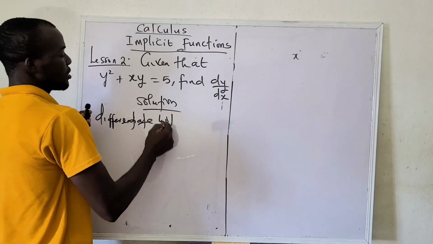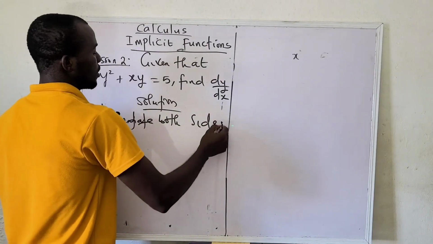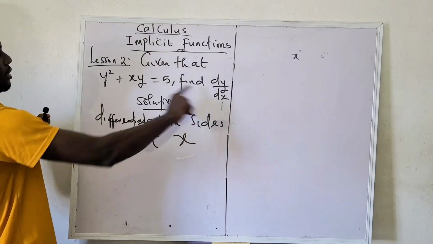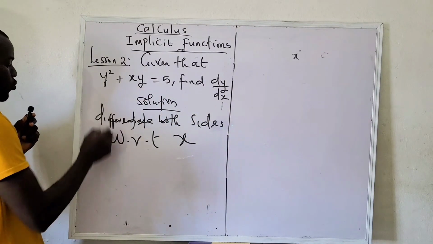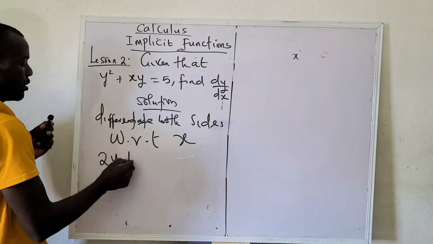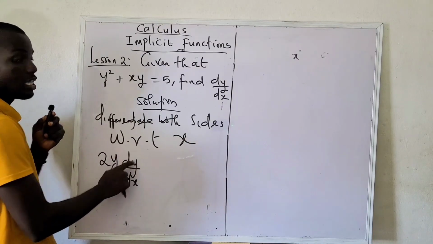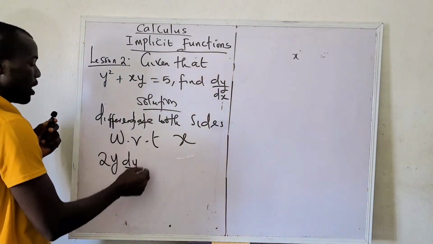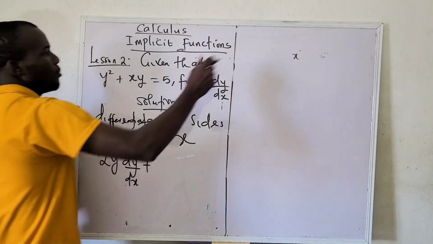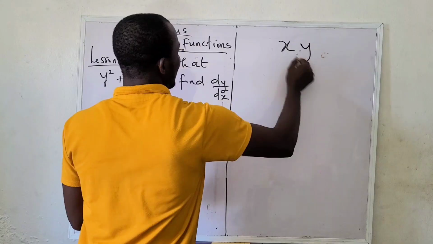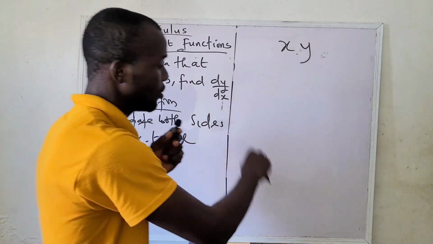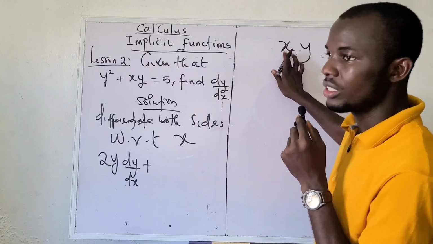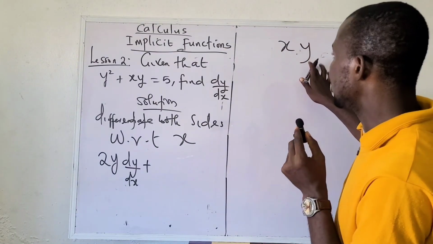Differentiate both sides with respect to x. That is this particular one. This one will become 2y dy over dx. Always keep the derivative coefficient right there. And then this one, like a product rule, we want to differentiate these two things. What are you going to do right here? You keep this one constant, you don't touch this one, but you differentiate this.